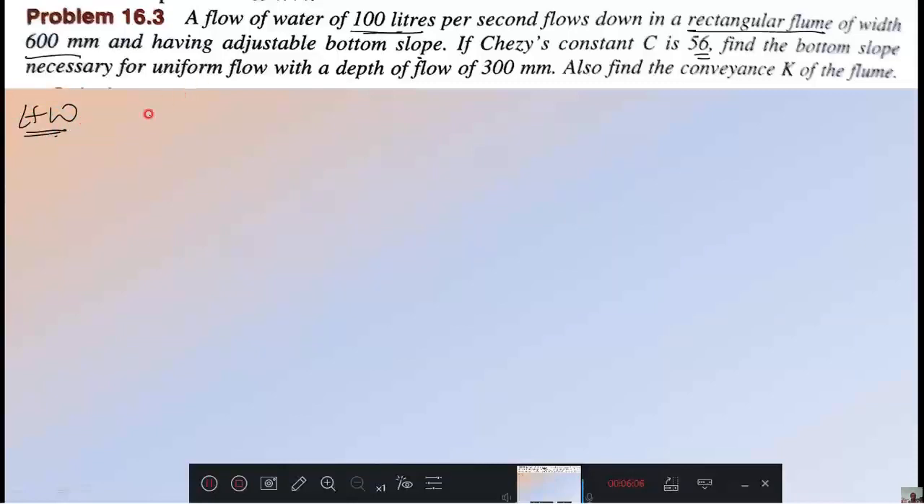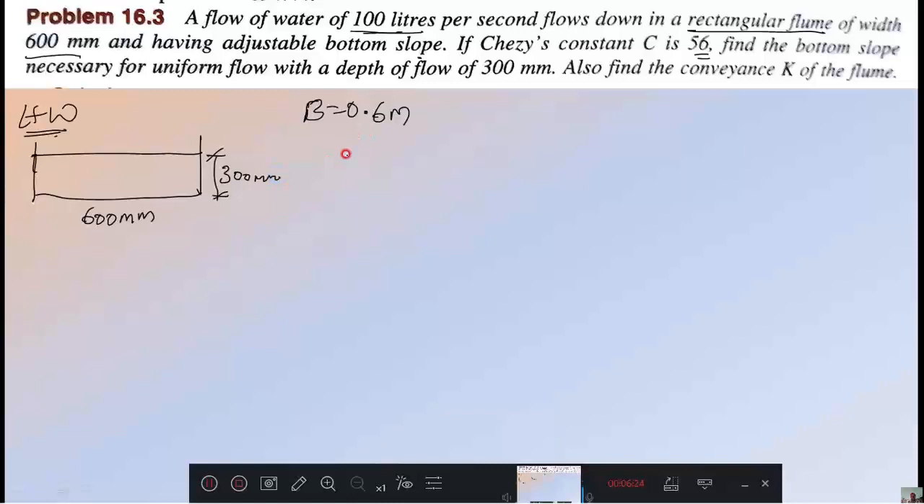I will explain it. A rectangular flume is there. Flume means channel. This is 600 mm, but you need to make it breadth b equal to 0.6 meter. You need to write it in meters. Then the depth is given as 300 mm. Here you need to write this depth h is equal to 0.3 meter, and after that C is given. C is equal to 56.